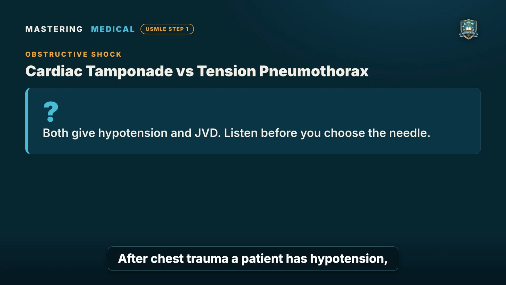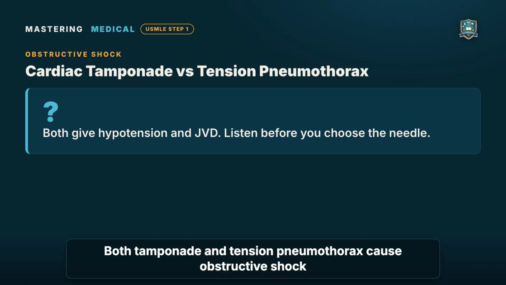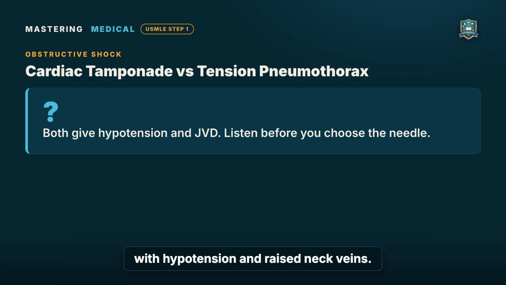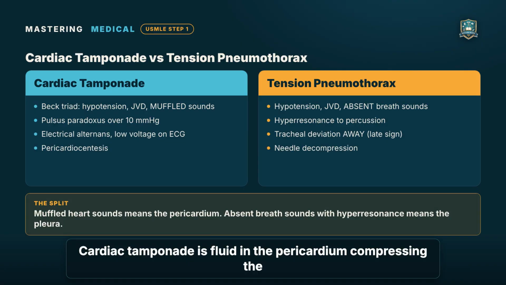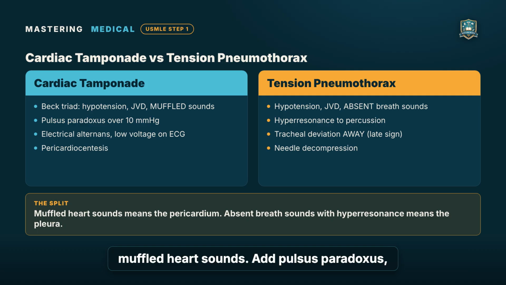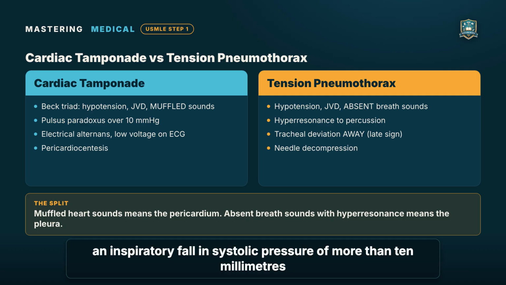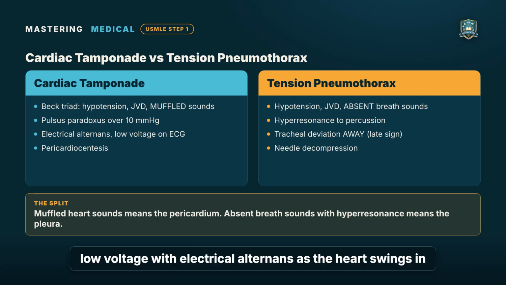After chest trauma, a patient has hypotension, distended neck veins, muffled heart sounds, and pulsus paradoxus. Both tamponade and tension pneumothorax cause obstructive shock with hypotension and raised neck veins. Listen to the chest before you decide where to put the needle. Cardiac tamponade is fluid in the pericardium compressing the heart. Beck triad is hypotension, distended neck veins, and muffled heart sounds. Add pulsus paradoxus, an inspiratory fall in systolic pressure of more than 10 millimeters of mercury, and on the ECG, low voltage with electrical alternans as the heart swings in fluid.